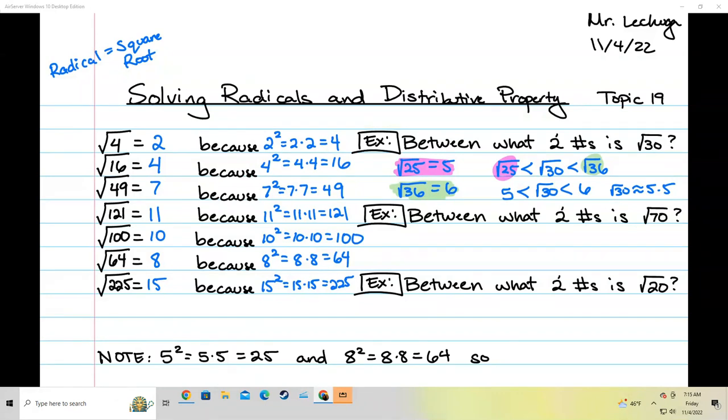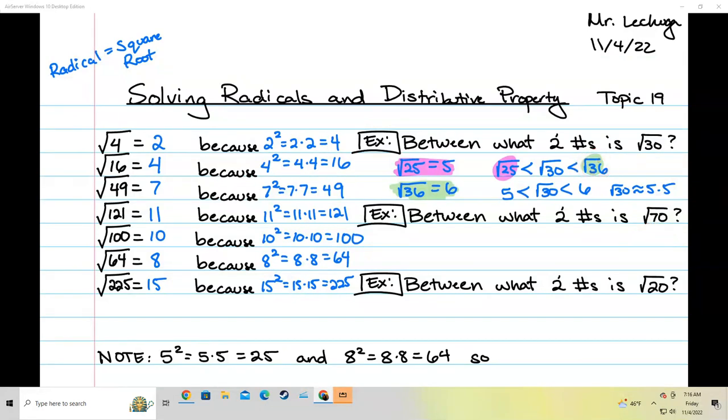All right. Let's try the next one. It says between what two numbers is the square root of 70? So what we try to do is find my perfect squares. Again, we start squaring numbers and see which one gets close to 70. So let's see. I already know 36 is too low, right? Again, I'm trying to get to 70, and that was 6 times 6. So 6 times 6 was 36.